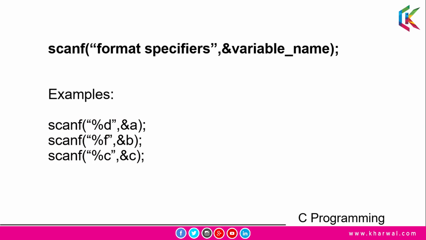We will use a format specifier in double quotes, and then we will put a comma, and after that we will use the address of operator, which is ampersand, and after that we will use the variable name, and at the end we will put a semicolon. And these are the examples of the scanf function.